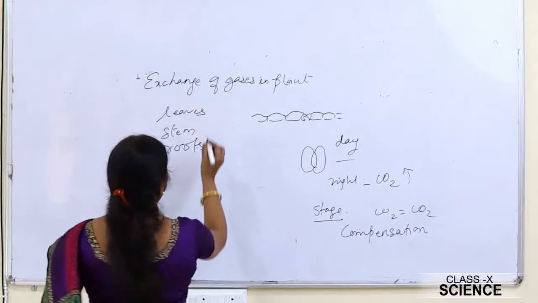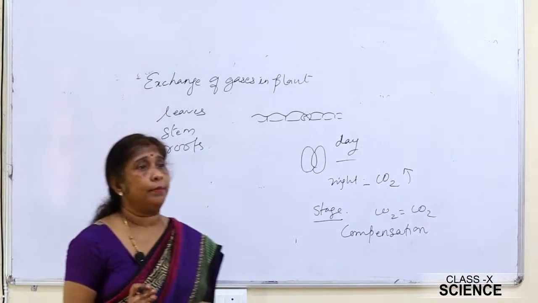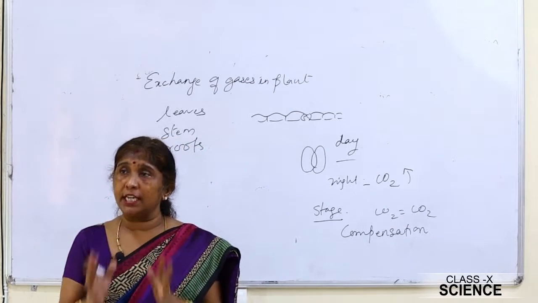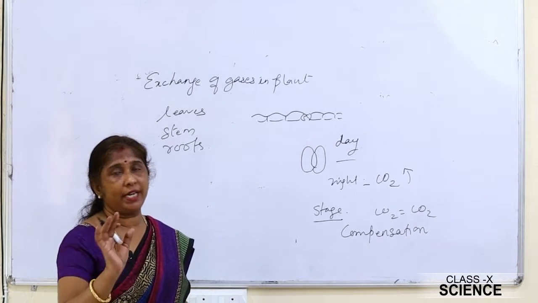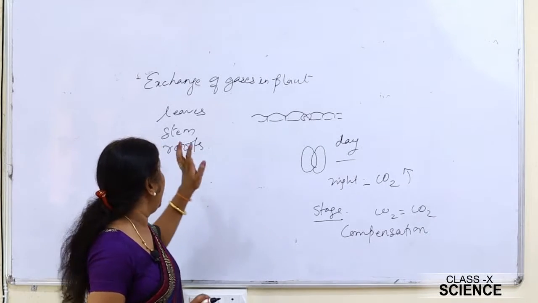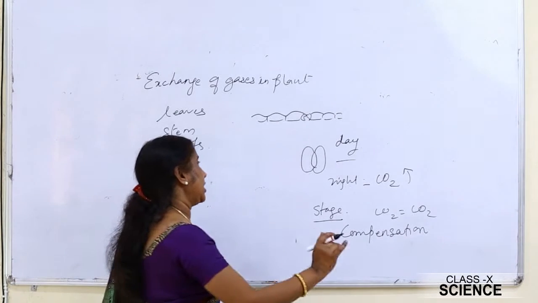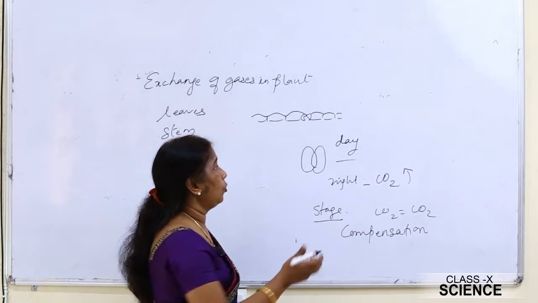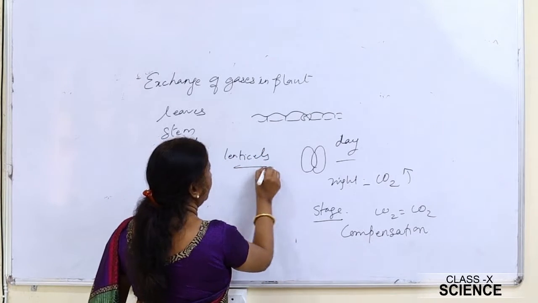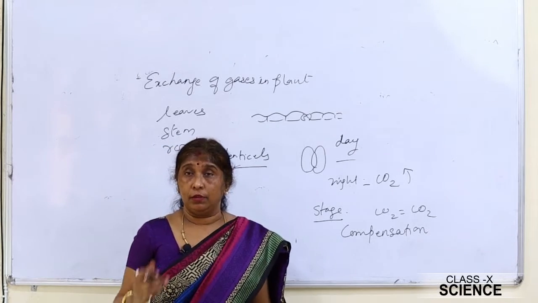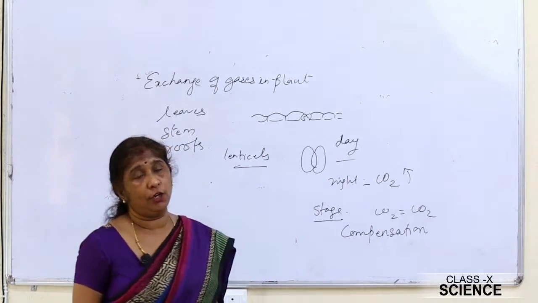Now how does gaseous exchange take place in the stem? If the stem is of a herbaceous plant, the exchange of gases can take place through the stomata. If it is a woody or older portion of the plant, the exchange of gases takes place through other small openings called lenticels, which are present in the older portion of the plant or in woody plants. They help in the exchange of gases.